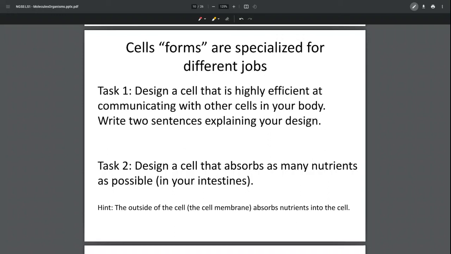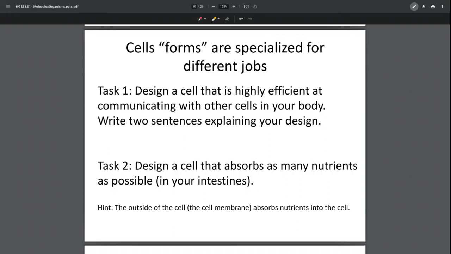So your job right now, it says cell forms are specialized for different jobs. Task 1, design a cell that is highly efficient at communicating with other cells in your body. Write 2 sentences explaining your design. So what I'm asking you to do here, I know you don't really know what different cells look like. I just want you to draw a shape that would go with the job of being able to communicate with other cells in your body. So it's like this. Say I ask you to design something that rolls really well.